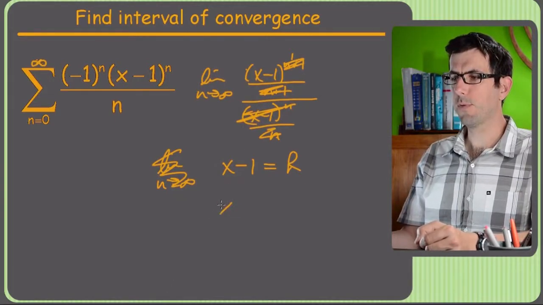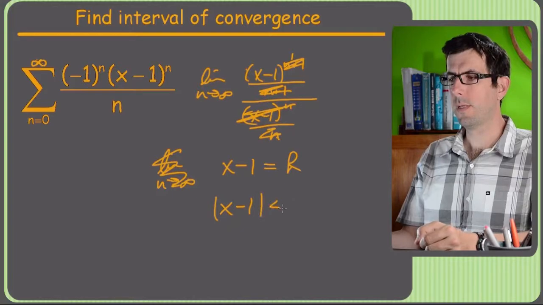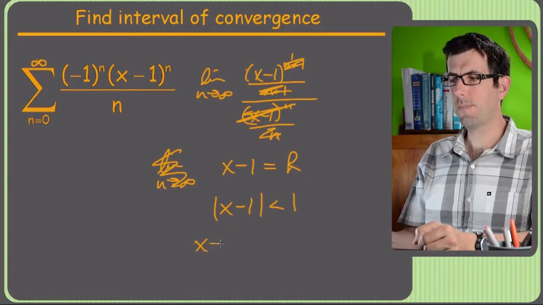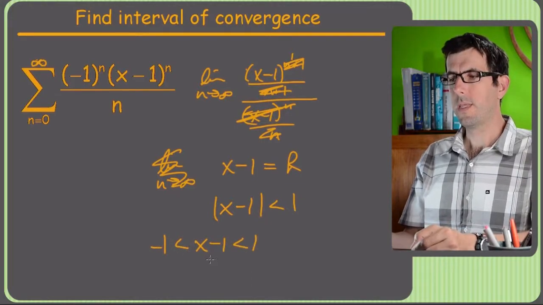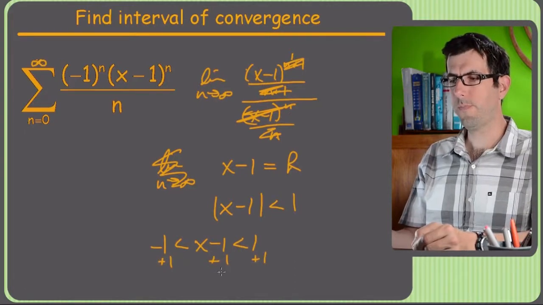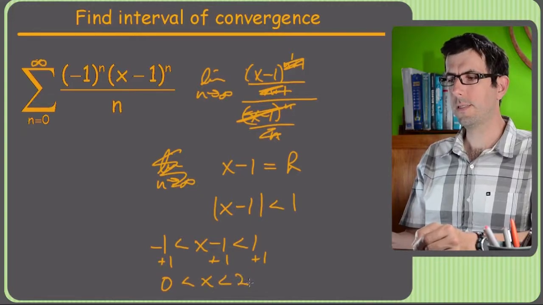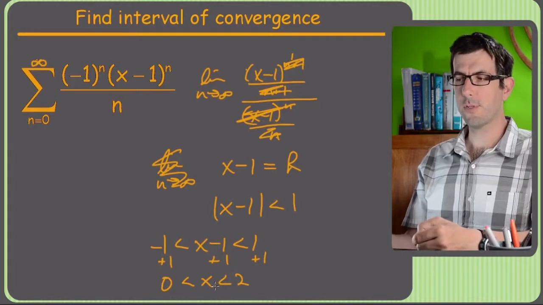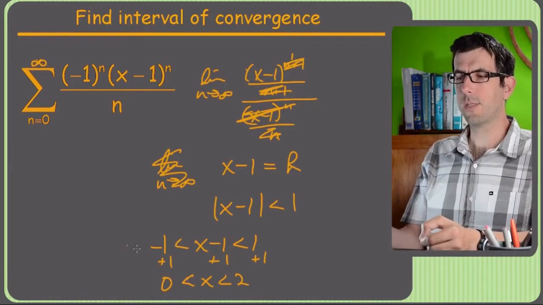So that means that the absolute value of x minus 1 needs to be less than 1 in order for this thing to converge. So x minus 1 needs to be less than 1 and greater than negative 1. And now to solve for x, we'll add 1 everywhere. So plus 1, plus 1, plus 1. So we get 0 is less than x is less than 2. Now I just need to test the endpoints. So the radius of convergence was 1, but we've already got our endpoints, which are 0 and 2.